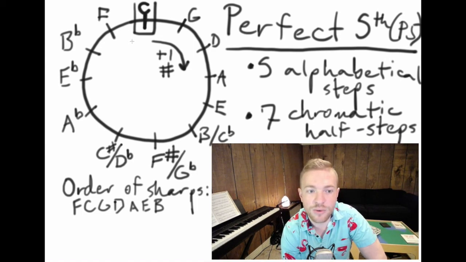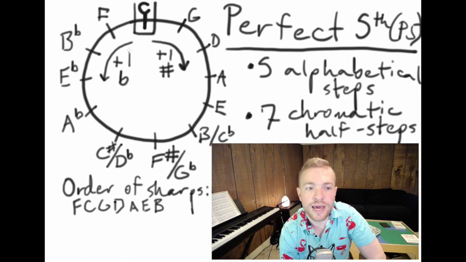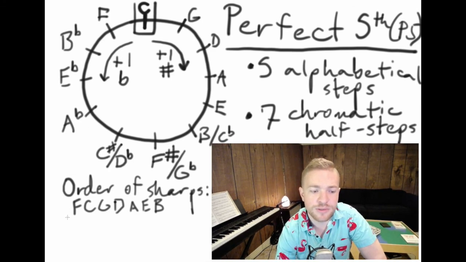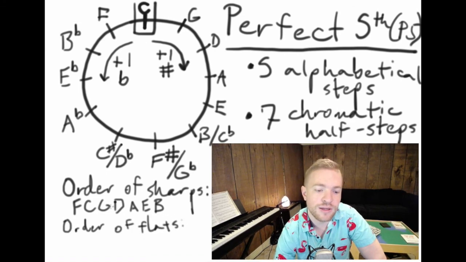Now the counterclockwise direction works exactly the same way with one crucial difference. Instead of adding a sharp, we're going to add a flat instead. So as we go counterclockwise, each step along the circle, we're going to add one flat to that key signature. And if you know the order of sharps, then the order of flats actually becomes very, very easy to remember because it's just the exact opposite. So the order of flats, instead of F, C, G, D, A, E, B, it's B, E, A, D, G, C, F.